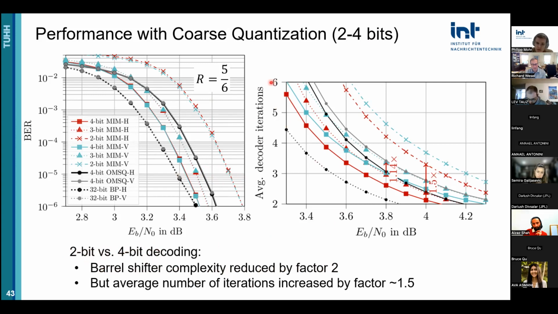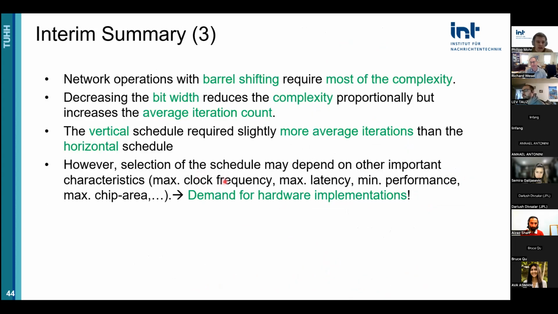However, if we look at the average number of decoding iterations in an early termination decoder, we see that it increases with lower resolutions. So the gains we get here are somehow reduced by a higher average number of iterations, which was observed here to be 1.5. So overall, we will gain something by going to lower resolutions, but there's a trade-off.